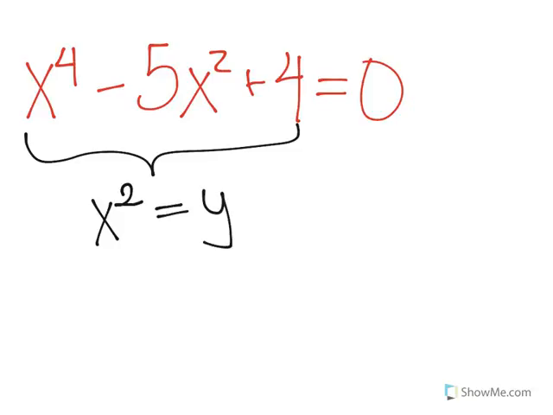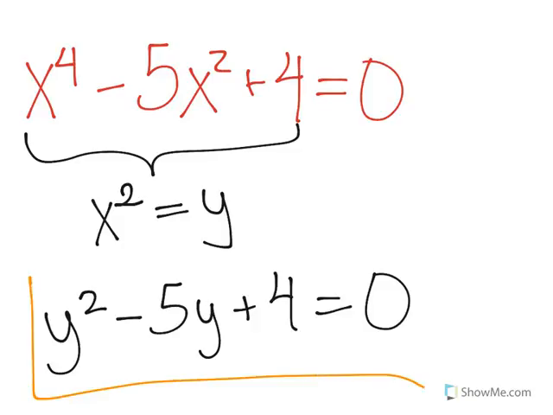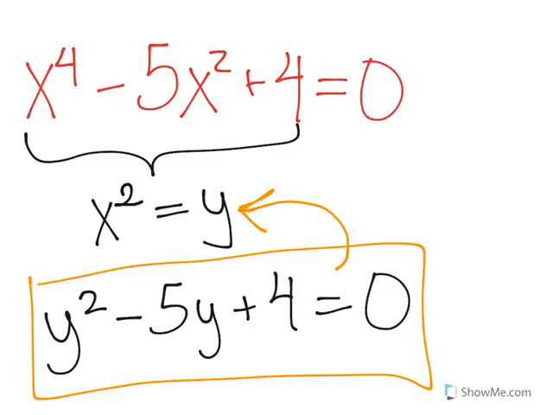Let's call it y. So if we substituted x squared by y, we would actually get y squared minus 5y plus 4 is equal to 0. And here you can see that this is just a quadratic function to which we can apply either the quadratic formula or factorization very easily and get the zeros of this function. After we get the zeros of this function, we just have to plug it back into x squared is equal to y, and we will be able to find the zeros of the original function.